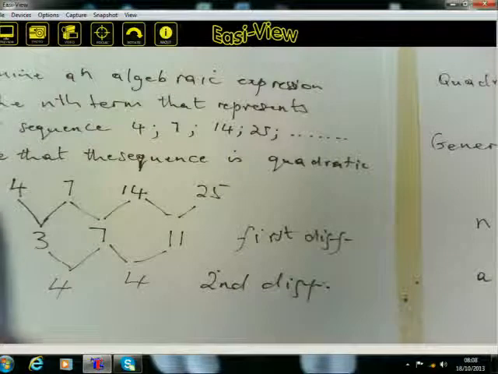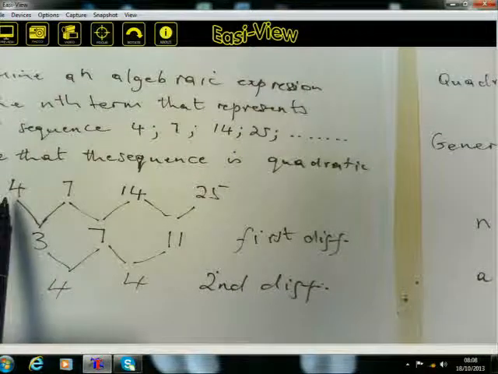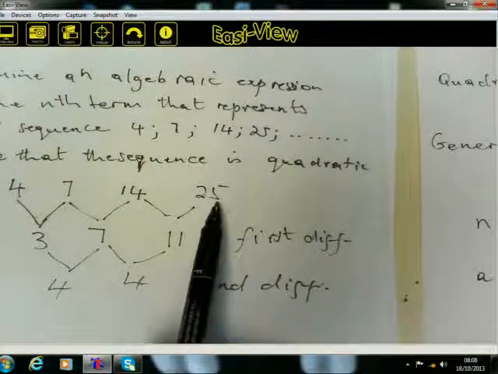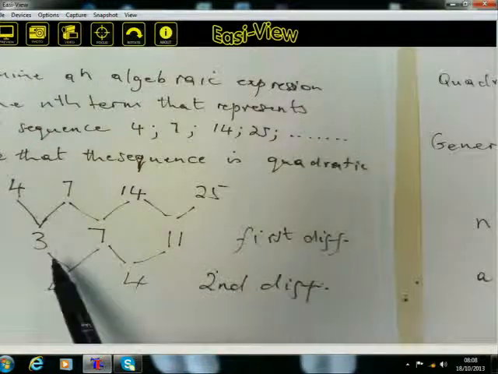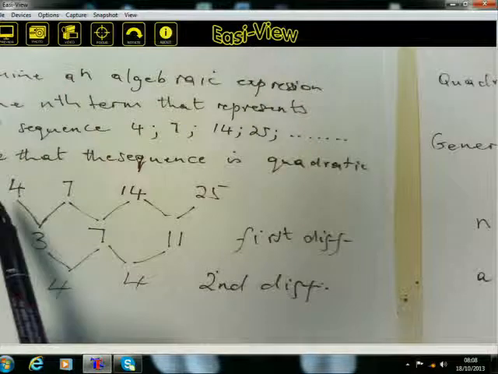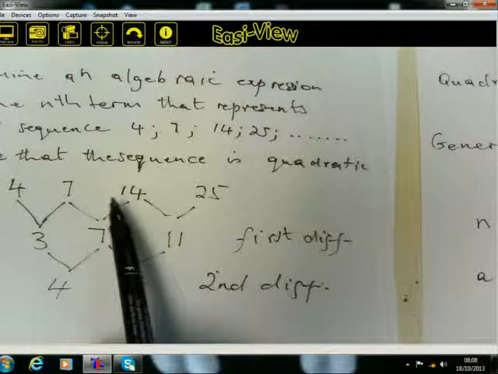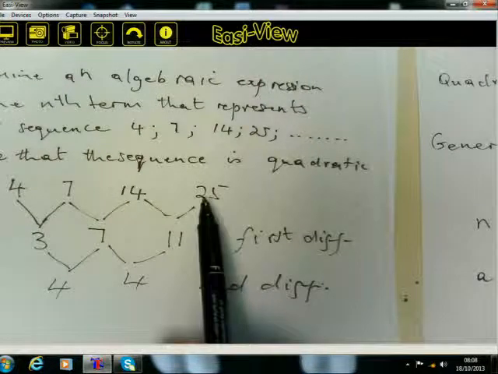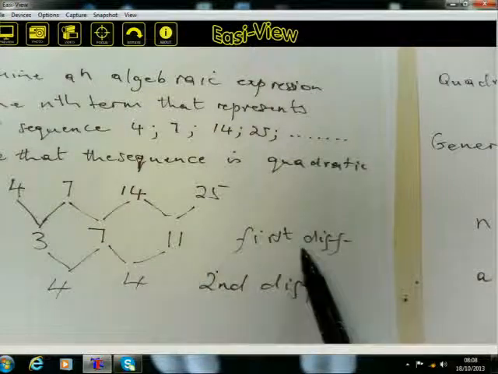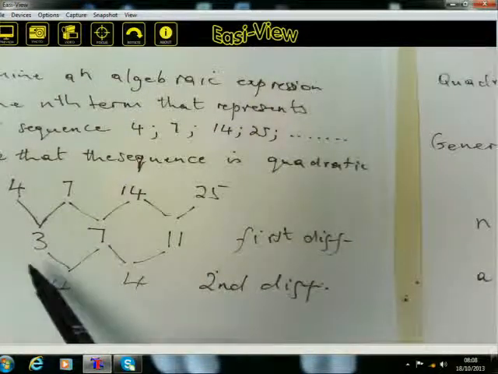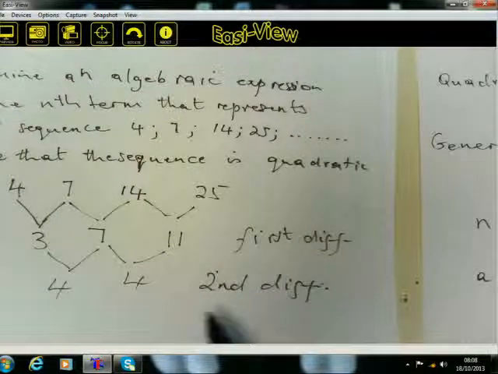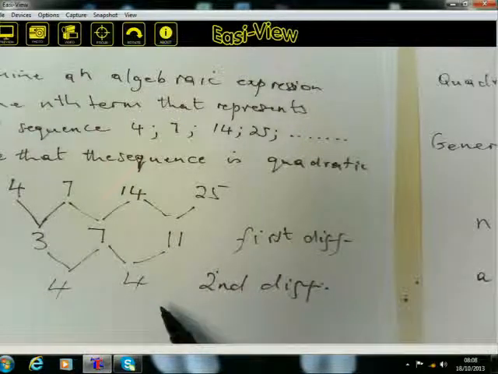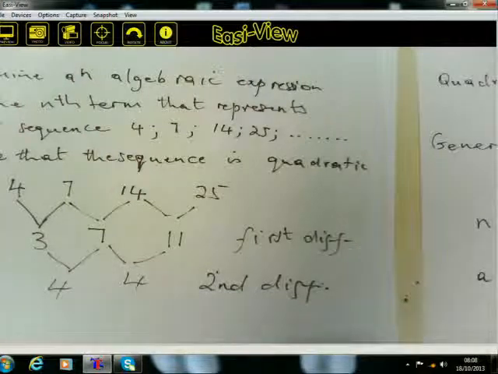As I said, 4, 7, 14, and 25 are the numbers of the sequence. So the first difference is 3 between 4 and 7, and then between 14 and 7 it's 7, between 25 and 14 it's 11. This is the first difference. And then the second difference between 3 and 7 is 4, and between 7 and 11 is 4. Therefore, the second difference is 4, which is constant. It is not changing. Right?